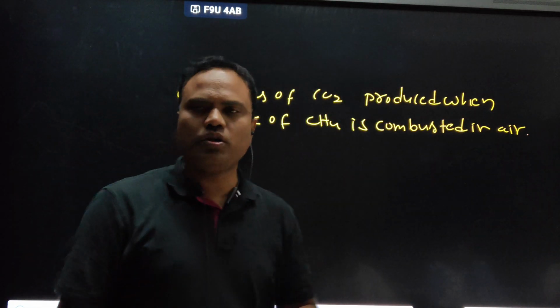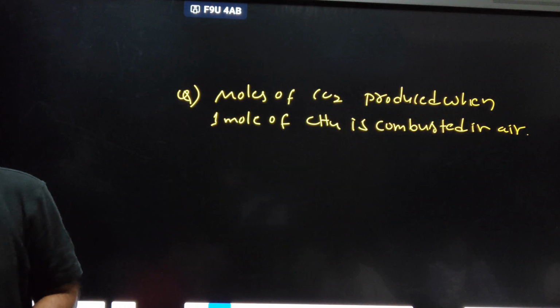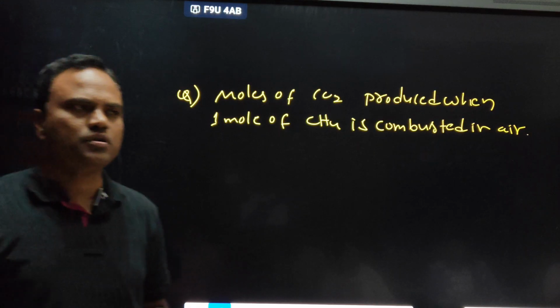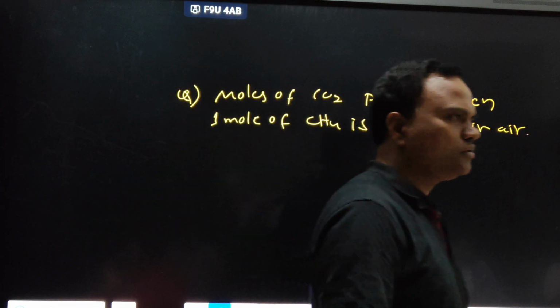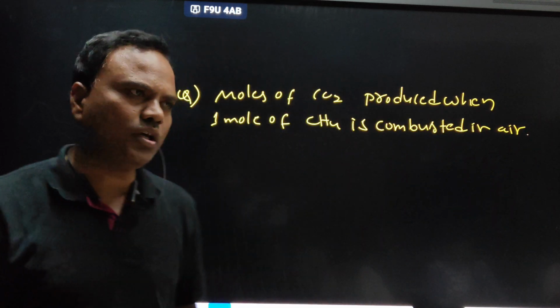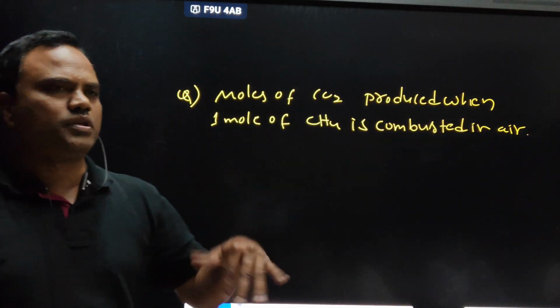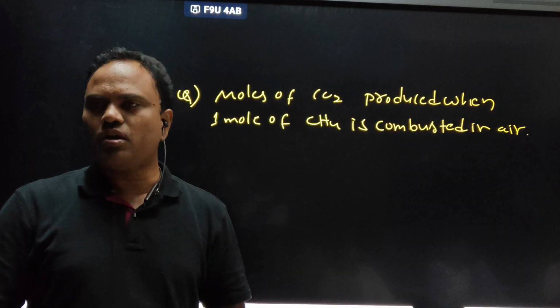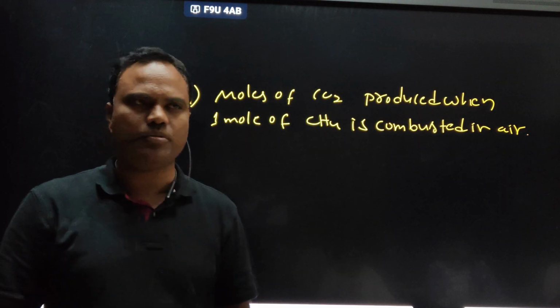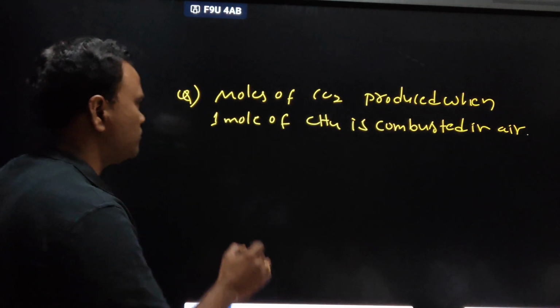First, what are the products of the combustion reactions of hydrocarbons? CO2 and H2O. Yes. You can combust any hydrocarbon: methane, ethane, propane, benzene. Then you will get CO2 and H2O. Combustion products are CO2 and H2O.